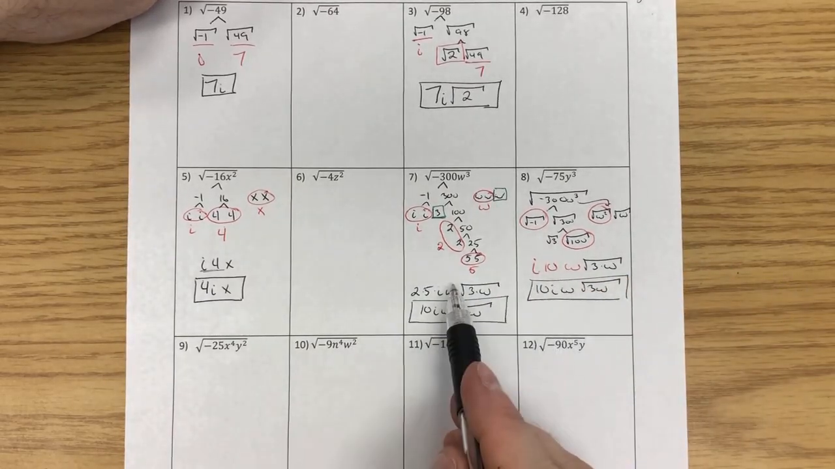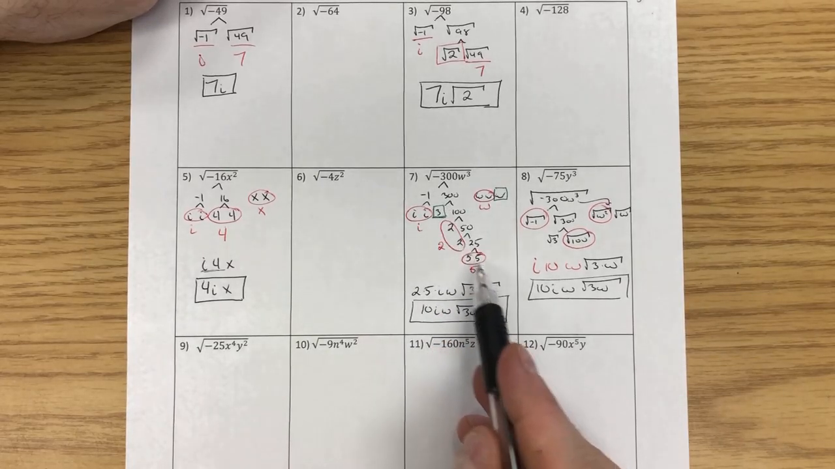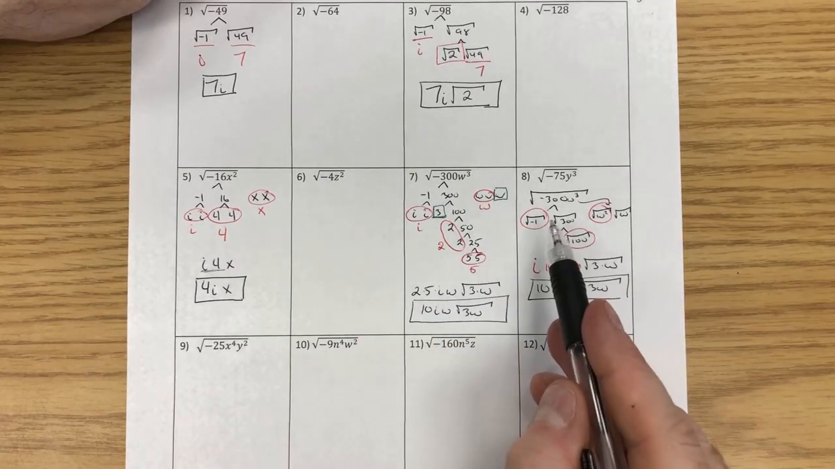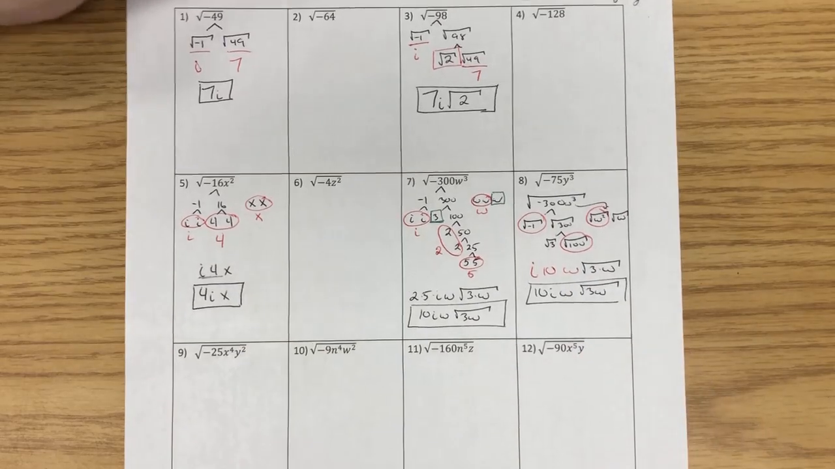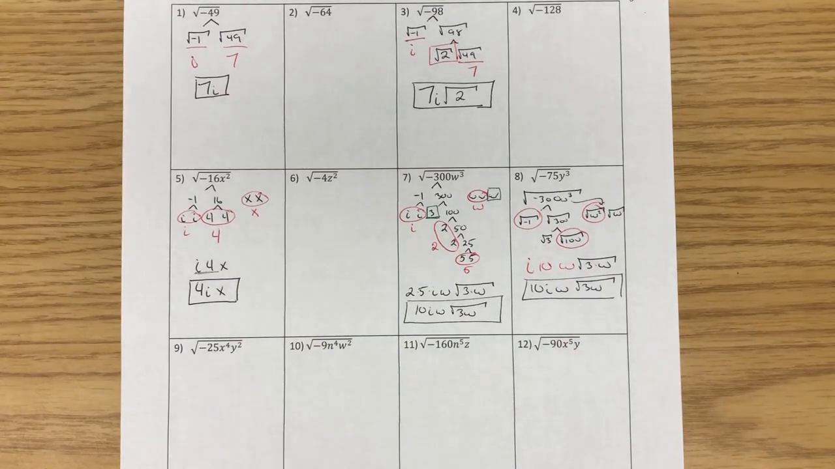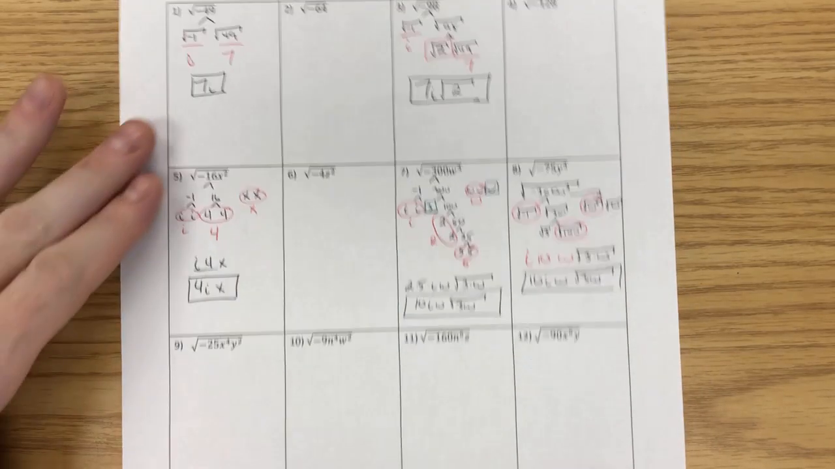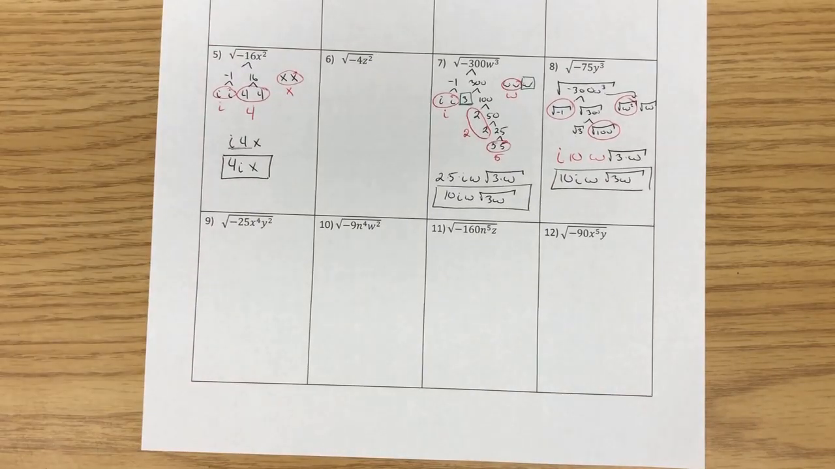Either way that you do this, with the split factors, where you circle pairs of numbers, or if you just recognize where your perfect squares are, you can do either way. So what I want you to do is try out number 9 and number 11. Pause the video, give them a shot, resume it when you're done, and see how you did. Okay, let's see how we did.